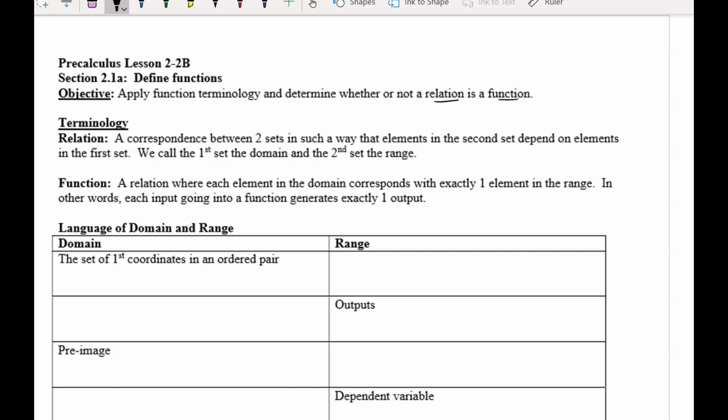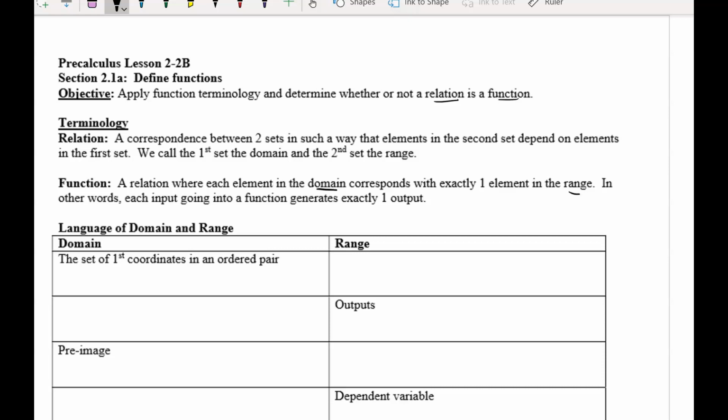So if the function is the identity function, then it just doesn't change it. An element in the first set will be the same as an element in the second set. Well, if it's a squaring function, it would change. It would become the square. Everything in the range of the square function would have to be positive because it's being squared. So what makes a function distinct from other relations is that each element in the domain corresponds with exactly one element in the range.